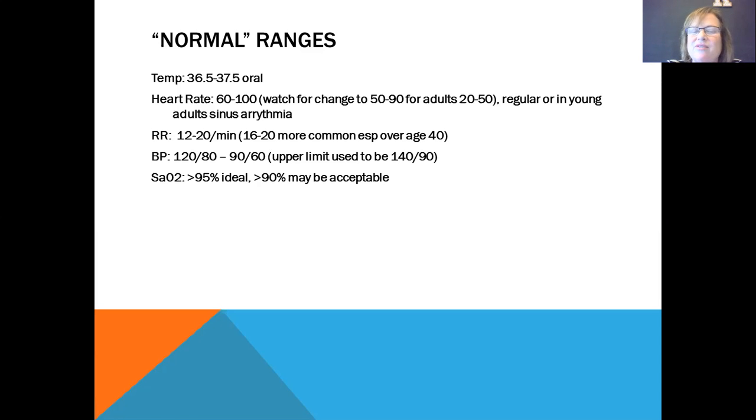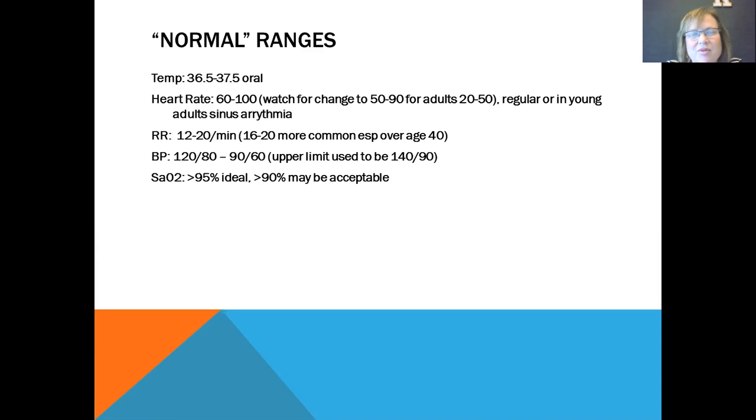Respiratory rate, we see a range of 12 to 20 per minute, more typically 16 to 20. So a respiratory rate of 12 is quite atypical unless you're looking at a young person or a fit person. Blood pressure, 120 on 80 is the upper limit, 90 on 60 the lower limit. And if you remember, the old upper limit used to be 140 over 90.